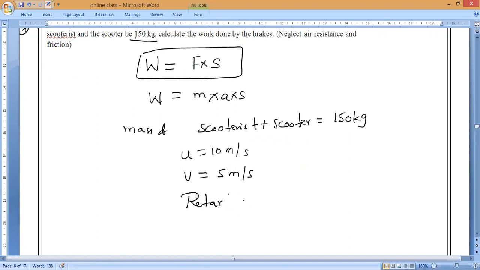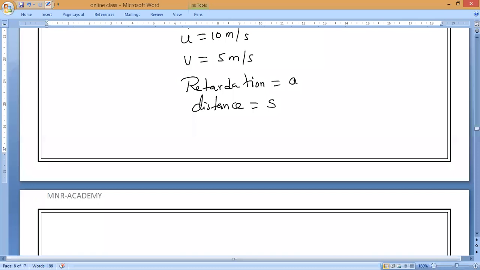So retardation is equal to A, and the distance covered is S. Now you tell me, given velocity and position, which equation can we use? The second equation? Time is not mentioned, correct? How will you use the second equation? Third equation. So now you can see V square minus U square is equal to 2AS.